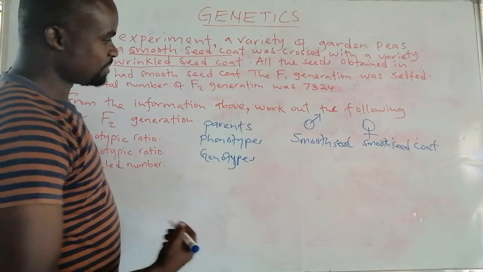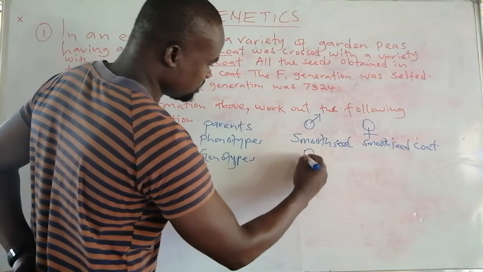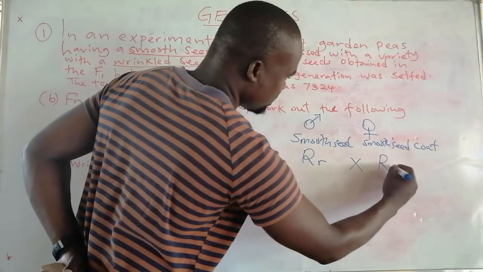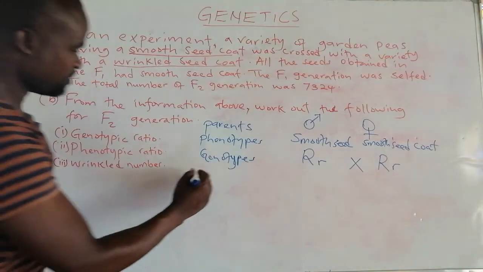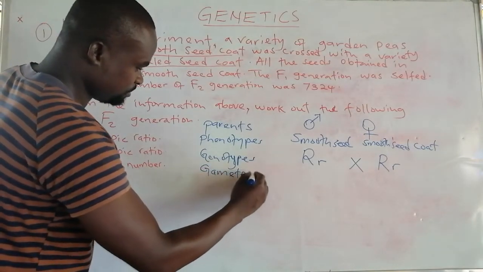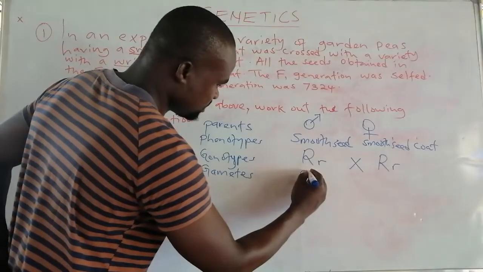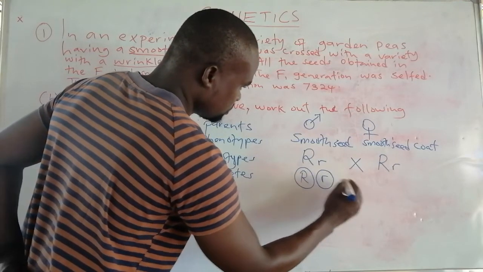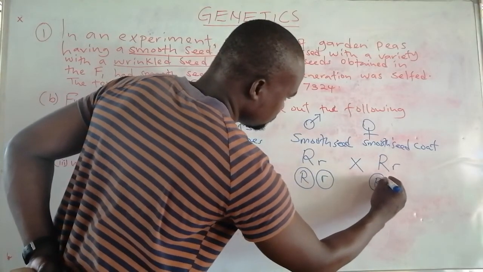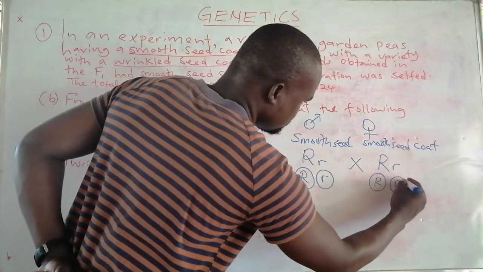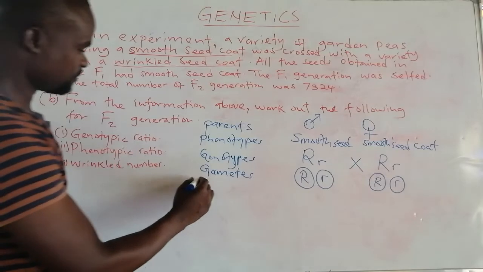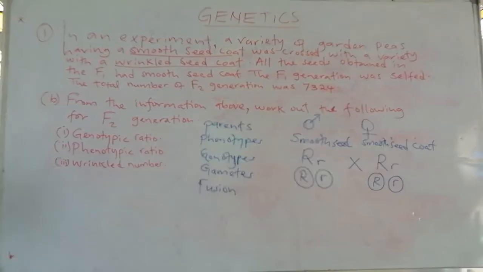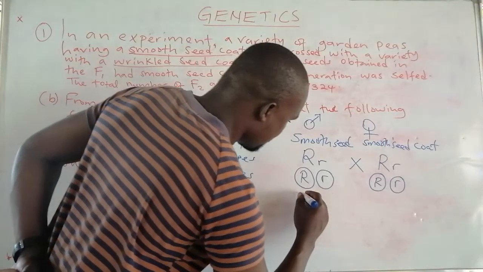Then we go to the genotypes. We are going to have capital R and small r. Then we have the cross, capital R and small r. And then we go to the gametes. We'll have this complete circle, this other one, then we go to the fusion or even fertilization. So here we are going to have our Punnett square.